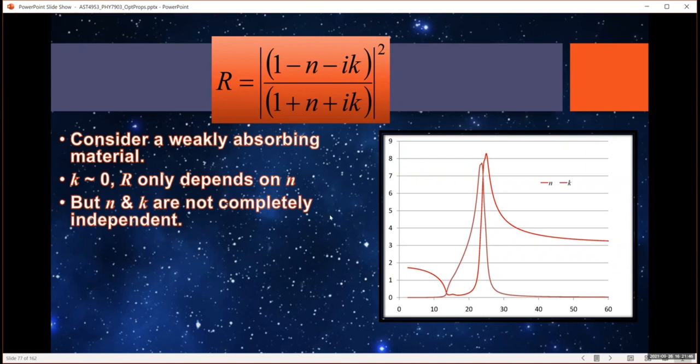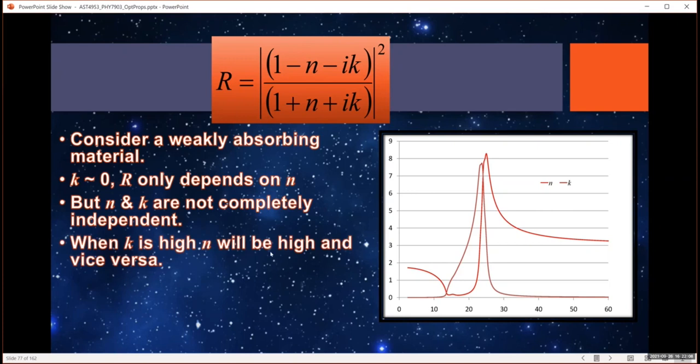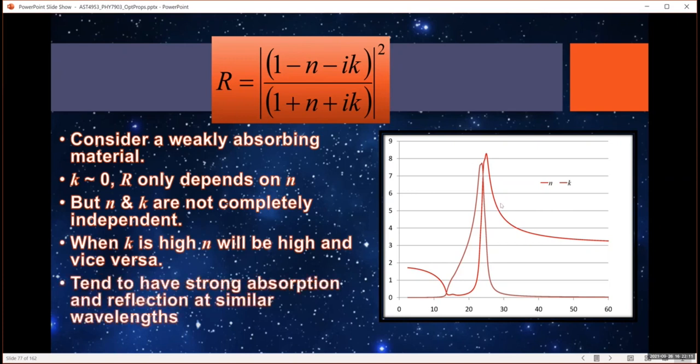But as we've seen in previous videos, the real and imaginary parts are not completely independent. What we find is that as the K value goes up, that is the absorption gets higher, so does the N value, so does the change in the speed. And so we find that these two coincide. When K is high, N is high, and vice versa. And what we tend to get is an absorption and a reflection at similar wavelengths. So at a wavelength or color at which something is strongly absorbing, it will also be reflective. What we can see here is we're going to get a strong absorption and reflection around 25-ish microns in this particular material.